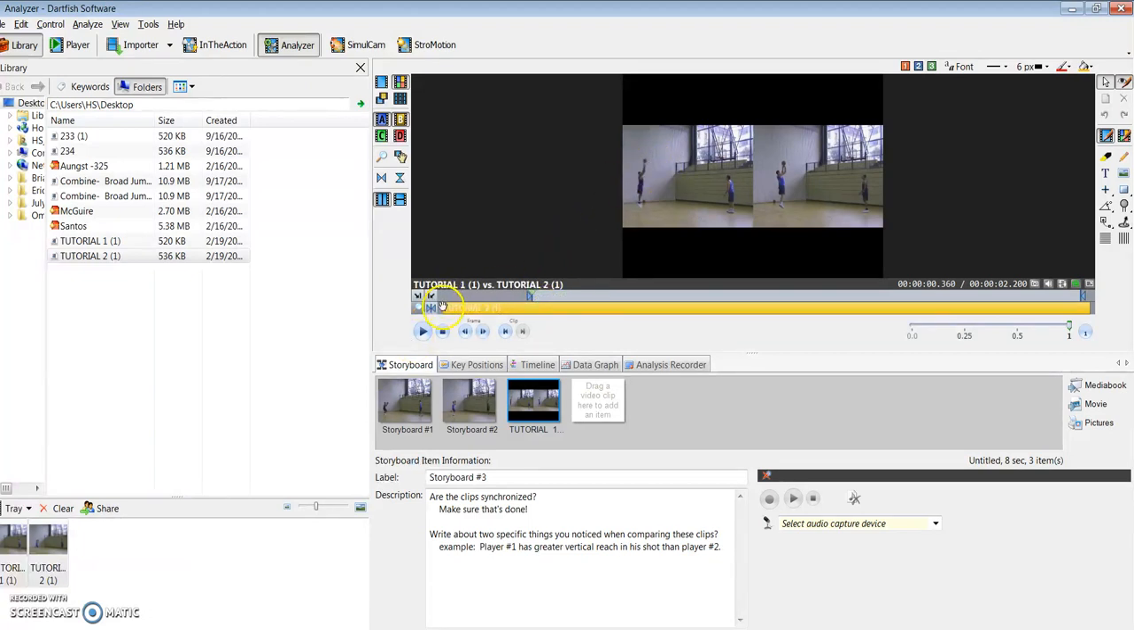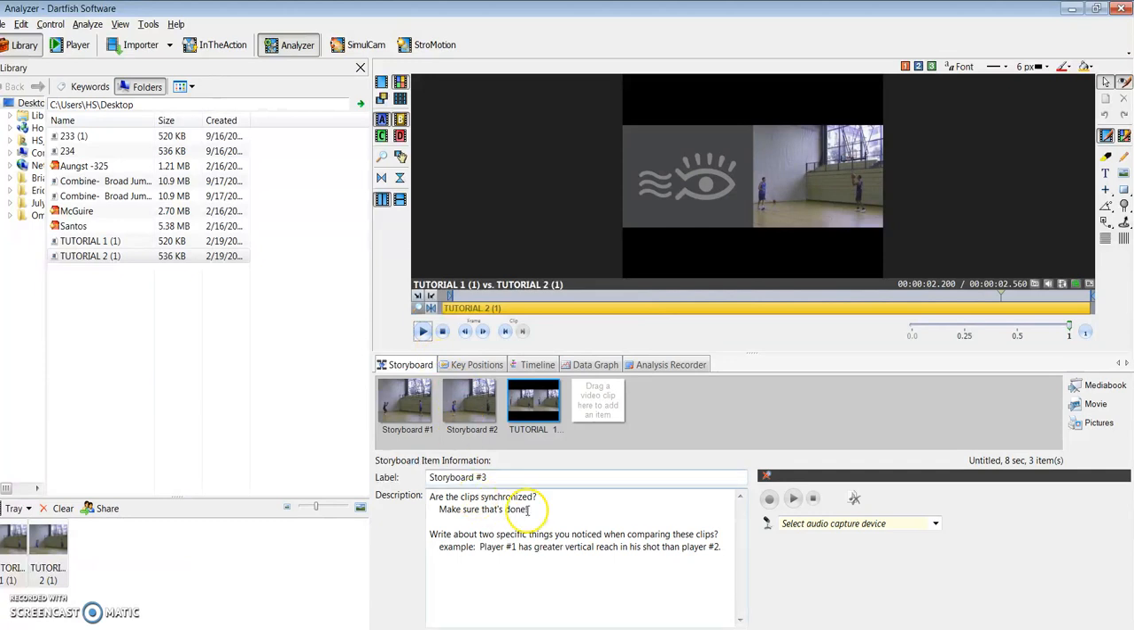On player 2, I'm going to do the same thing, where I'm going to drag maybe this over a little bit. I'm looking to see, I'm in the wrong direction. Okay, there we go. So both players, the ball is leaving their hand right about there. So you just move the start or finish of the video until they're synchronized. Hit play. And now both shooters are synchronized.